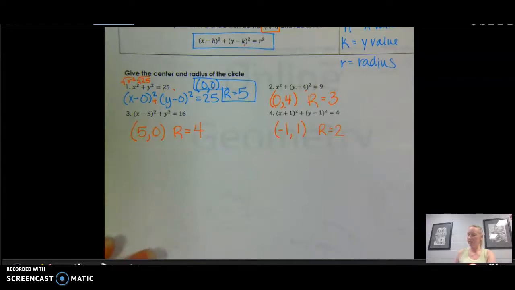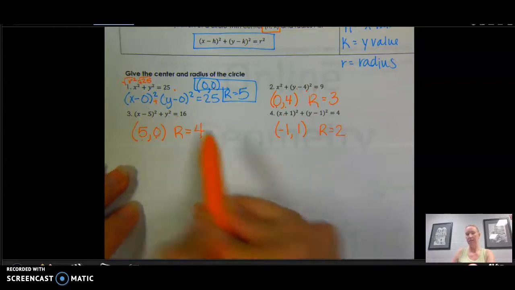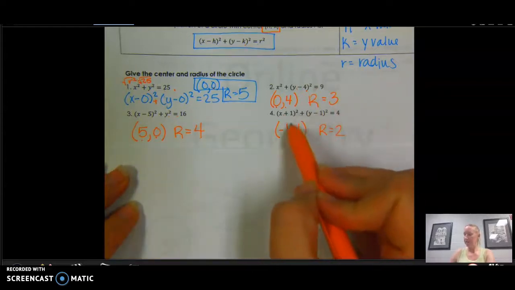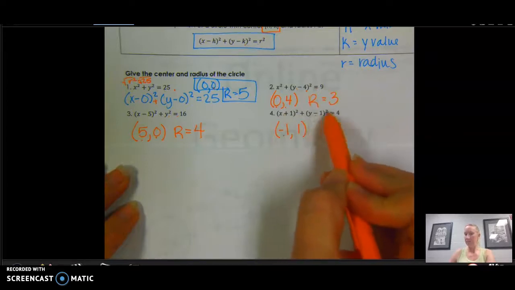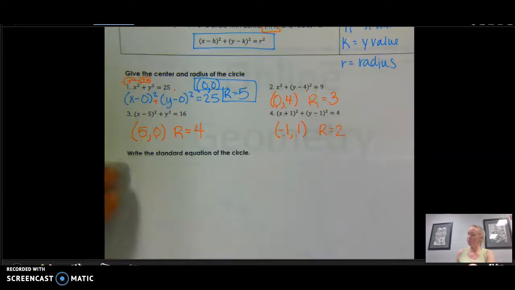What you should have gotten is opposite negative 5 for 5. Nothing with y for 0. Square root of 16 is radius of 4. Opposite of positive 1 to give me negative 1. Opposite of negative 1 to give me positive 1. Square root 4 to get a radius of 2.